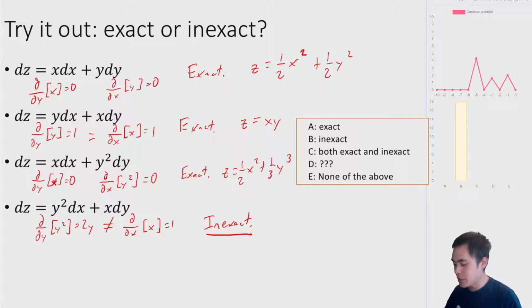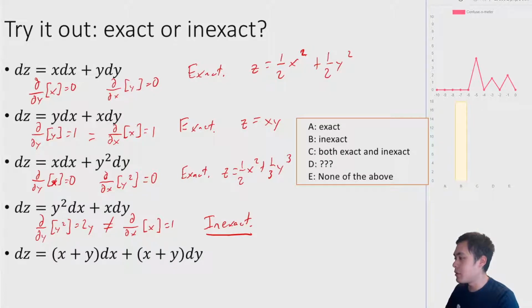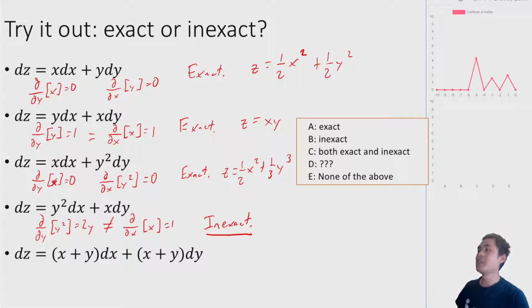Okay, and it seems like most people got that right. Let's go on to the last one, and let me reset before you guys do anything. So x plus y dx plus x plus y dy. So is this exact or not?